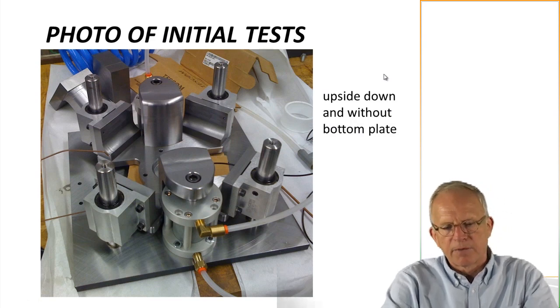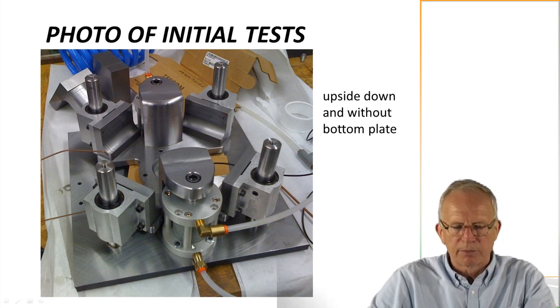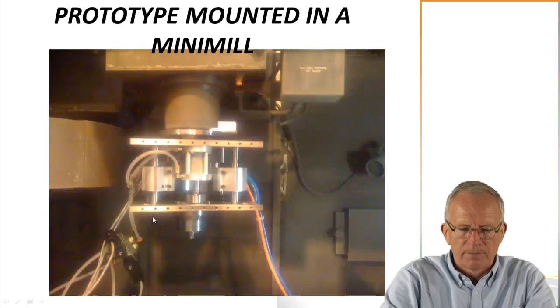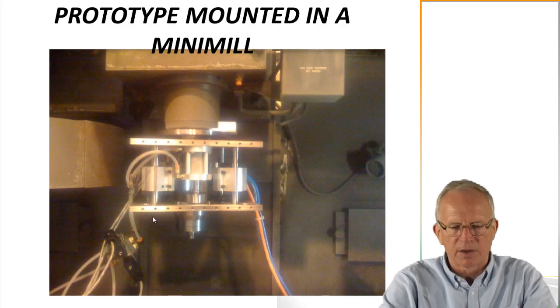So here is a photograph of the actual device as it was being developed, and we can see the pneumatic tubes coming in to provide the jigging motion, the vertical jigging motion. Here it is actually mounted for a test on a machine at Saint-Gobain, the first prototype, and this actually worked satisfactorily.